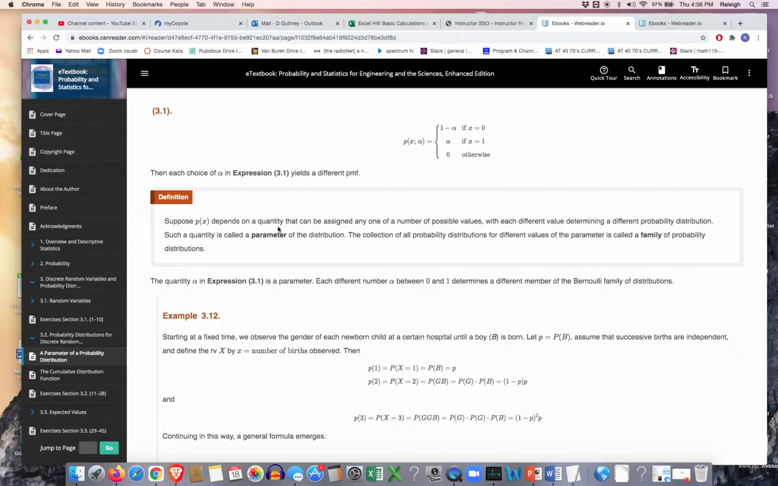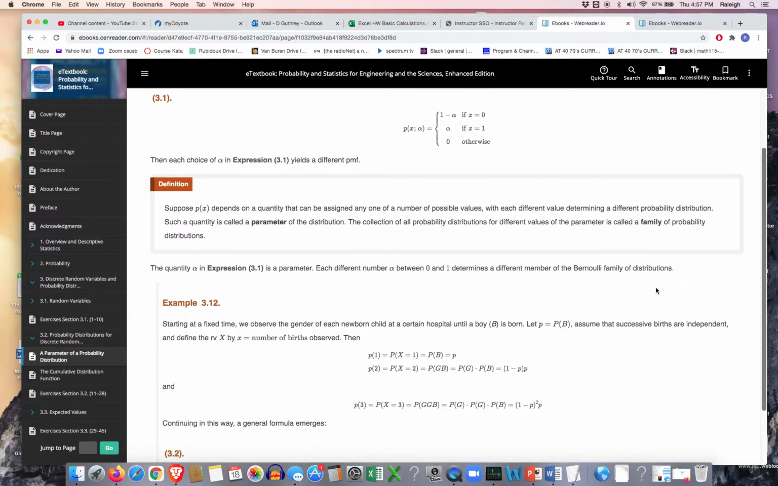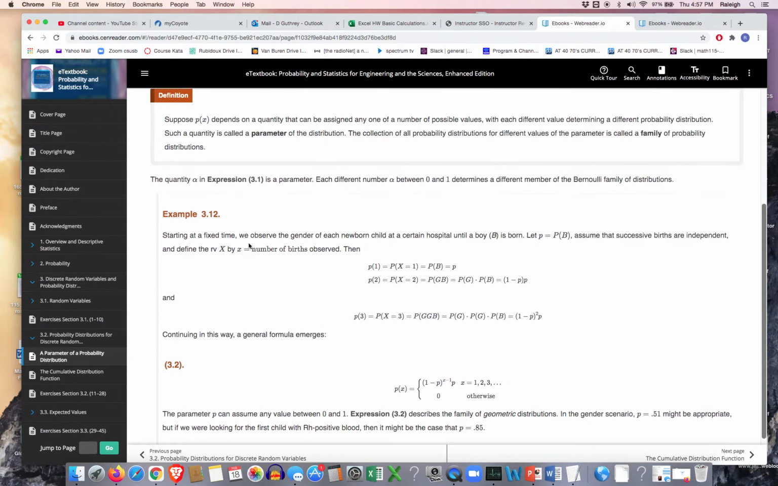P of x depends on a quantity that can be assigned to any one of a number of possible values, each value having a different probability distribution, and that quantity is called a parameter, such as the mean, standard deviation, things like that. So alpha, a kind of fixed probability, is a parameter. And every different number alpha between 0 and 1 determines a different member of the Bernoulli family of distributions. So let's take a look at this example.